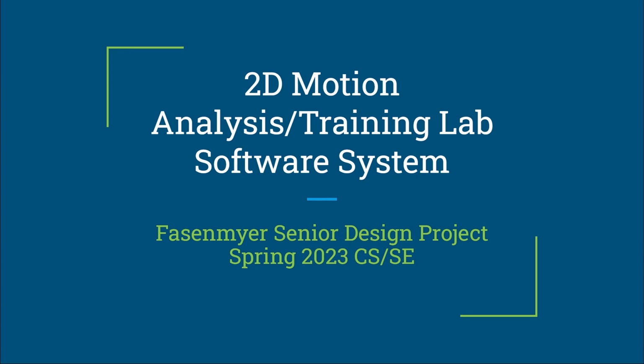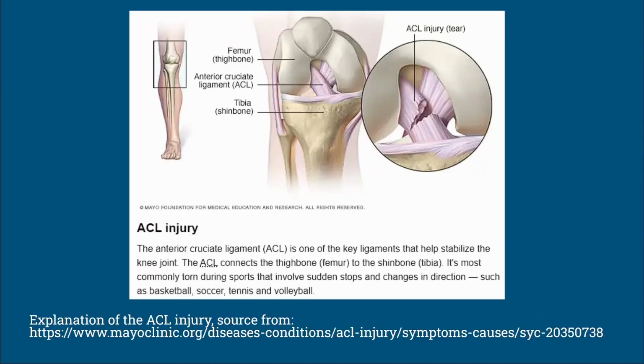Today, I will be summarizing the 2D motion analysis / training lab software system. To begin, let's talk about the ACL. The ACL is the anterior cruciate ligament. It connects the femur and the tibia and is commonly injured by athletes. Despite this injury's high rate of occurrence, there are few accepted ways to pre-screen for an ACL injury. Our industry mentor, Dr. Yi Eliza Wu, wants to change that.